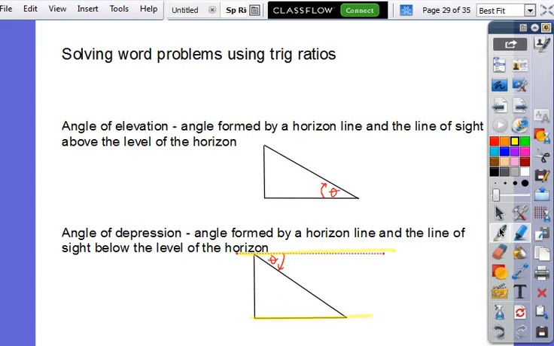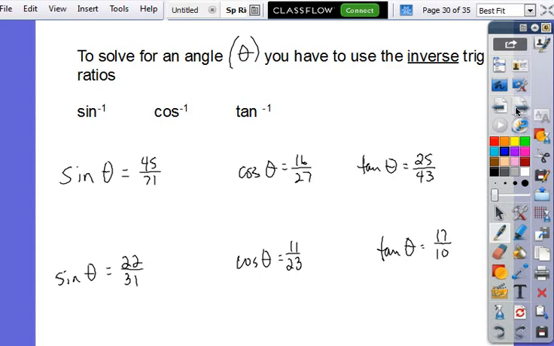What kind of angles are these? Alternate interior. So if that's alternate interior, that means that bottom one is going to match the top one. So we're going to always put elevation and depression in that bottom corner down there. Every single time, elevation and depression will wind up in the bottom corner. If it says solve for an angle, we're going to have to do the inverse ratio for the trig function.